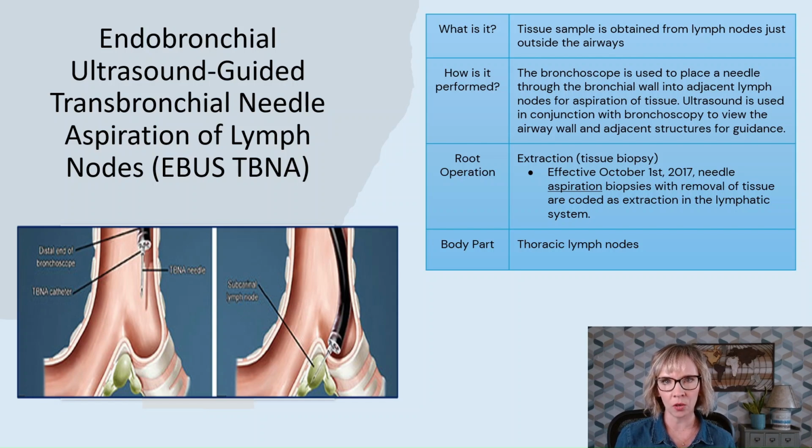be thoracic lymph nodes. The way this procedure is performed is the bronchoscope is used to place a needle through the bronchial wall into the adjacent lymph nodes for aspiration of tissue. Ultrasound is used to view the airway wall and adjacent structures for guidance. The fact that this is aspiration of tissue and not excision of tissue is important to understand. The root operation for a transbronchial needle aspiration of lymph nodes is extraction, because fine needle aspiration involves placing a needle through tissue and then suction is applied and the tissue is aspirated for biopsy.